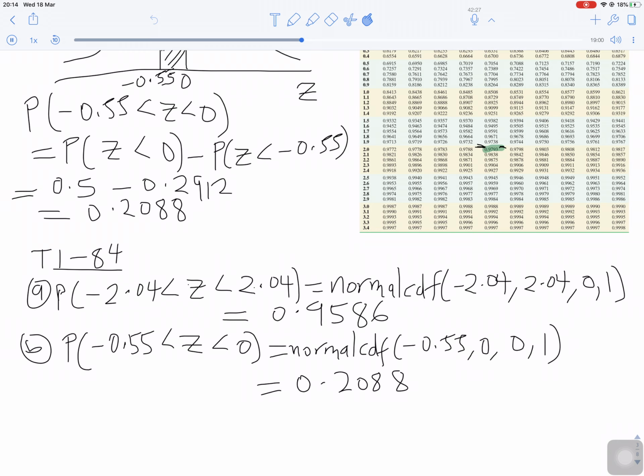Then B, area between negative 0.55 and 0. So normal CDF, the smallest value in the interval is negative 0.55. Then the largest value is 0, followed by the mean 0 and the standard deviation 1. Approximately, the result is 0.2088. Okay.